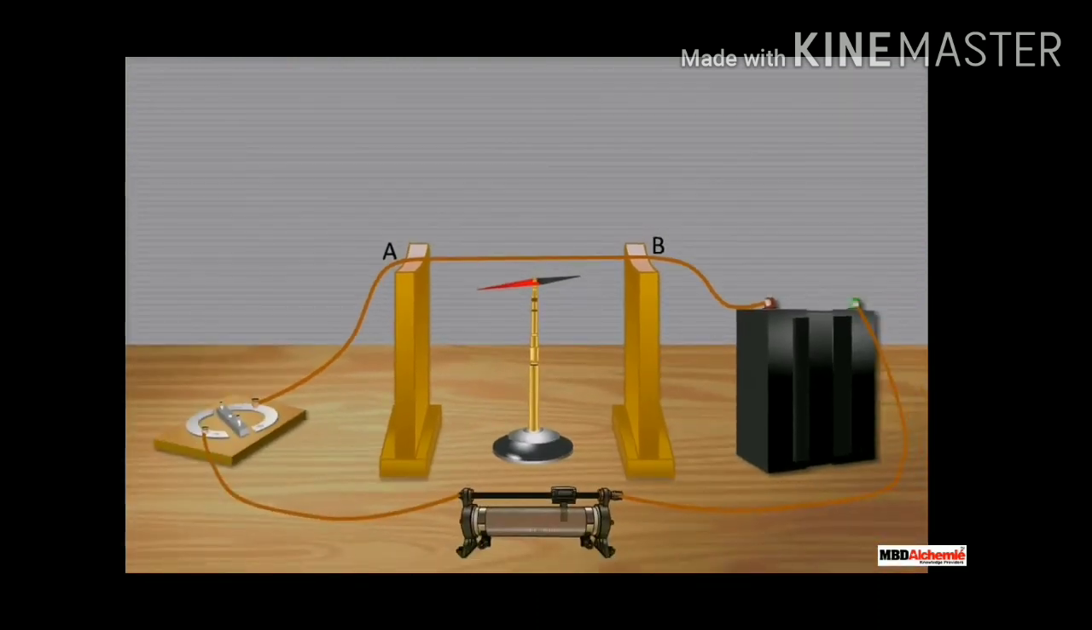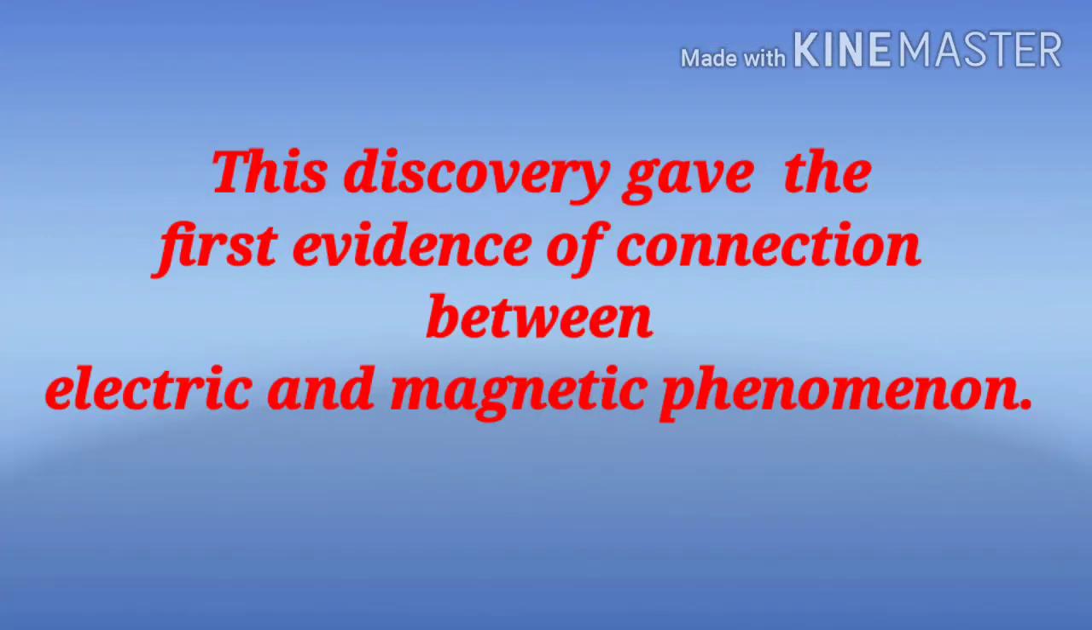When current passes through the conductor, we can see the compass needle shows a slight deflection towards one direction. This shows there is a magnetic field around a current carrying conductor. This discovery gave the first evidence of connection between electric and magnetic phenomena.